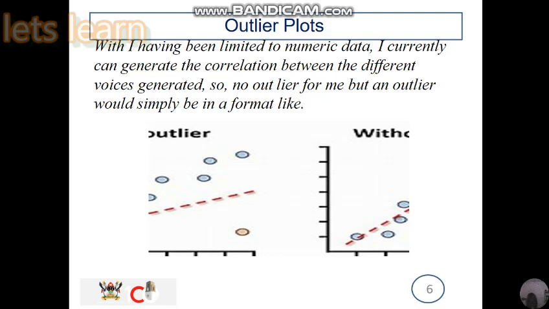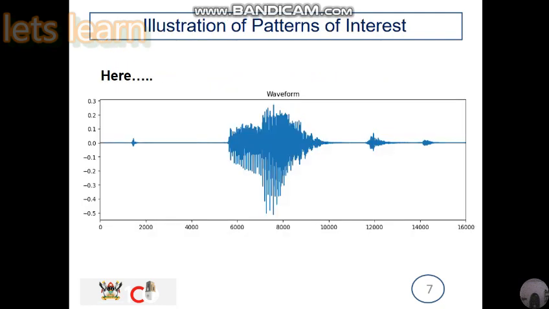Outlier plots. Having been limited to numeric data, I currently can't generate the correlation between the different voices generated. So no outlier for me, but an outlier will simply be in this kind of format. You can see all of this data set, the images you are seeing here. If anyone did physics, you remember getting the line of best fit. That's how you can get an outlier.